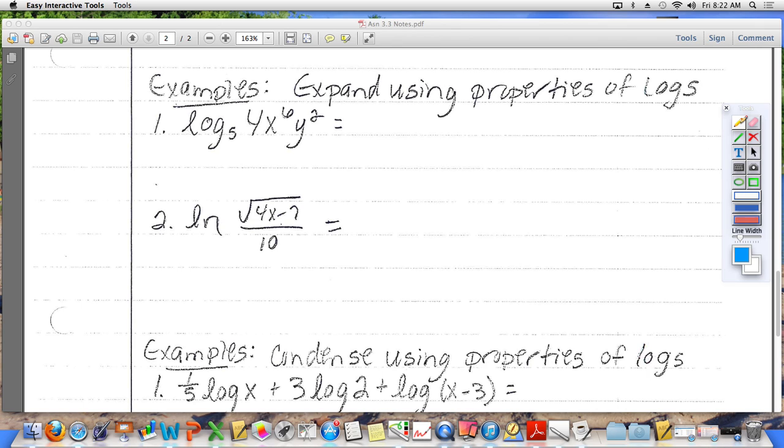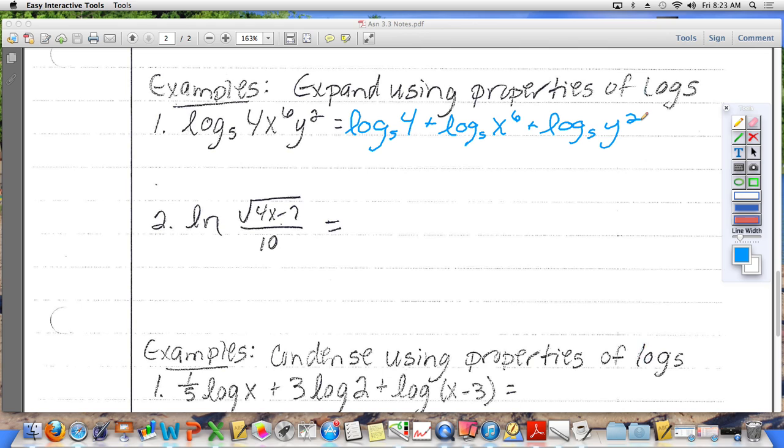They're all being multiplied. So when they're being multiplied, what do you do? Separate them all, and what do you throw in between them all? Plus. Plus sign. So log base 5 of 4 times x to the 6th power y squared is the same thing as log base 5 of 4 plus log base 5 of x to the 6th power plus log base 5 of y squared. Seems like an easy enough concept, doesn't it?